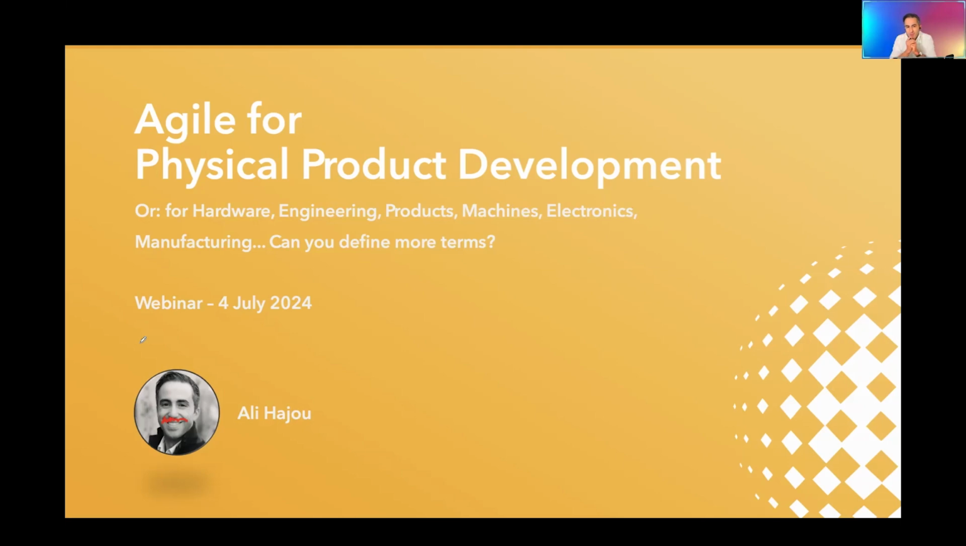And there are different words for that. Some people call it hardware. Some people call it engineering. Some people call it for products. So using Agile in product development, or maybe physical product development, machinery, electronics, manufacturing. There are so many more terms. So if you have any other alternatives, feel free to add them into the chat, because I want to understand which terminologies are being used in your environment.